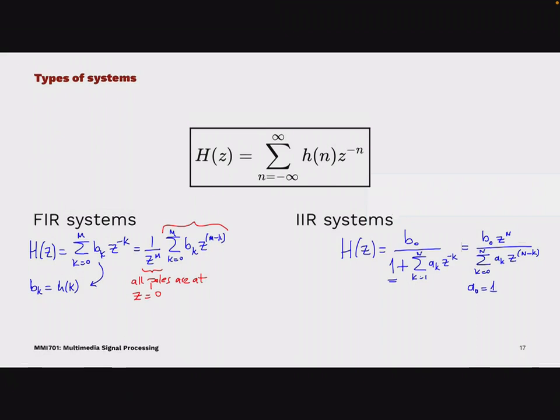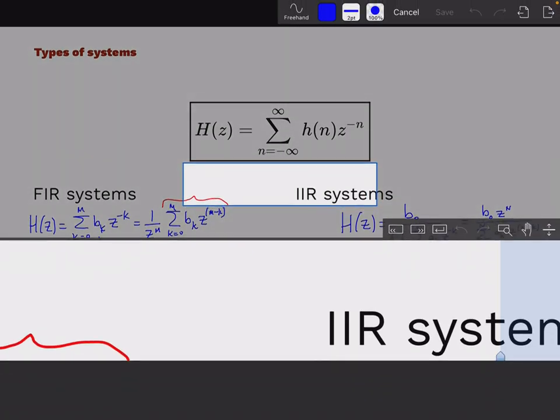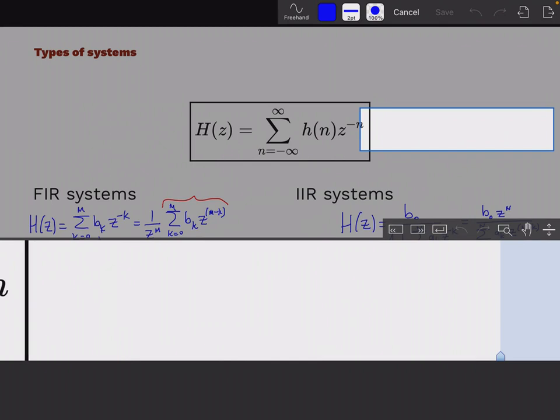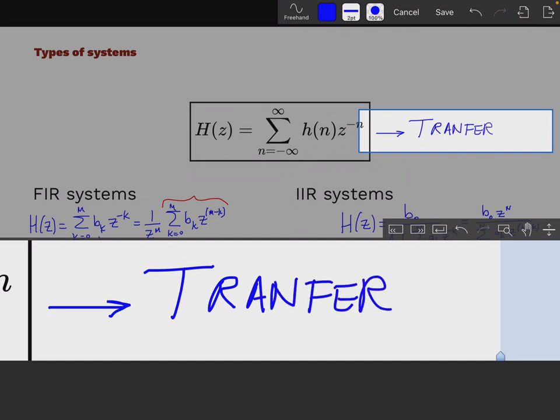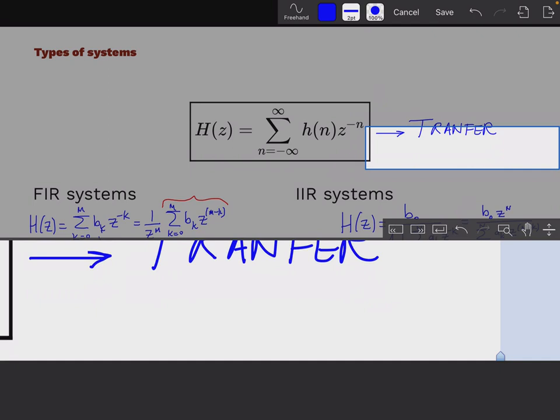And just before we move on to inverse Z transforms, I need to write the correct term for this. This is the transfer function. So when anyone says transfer function, you will have to immediately remember that it is the Z transform of the impulse response of the system.